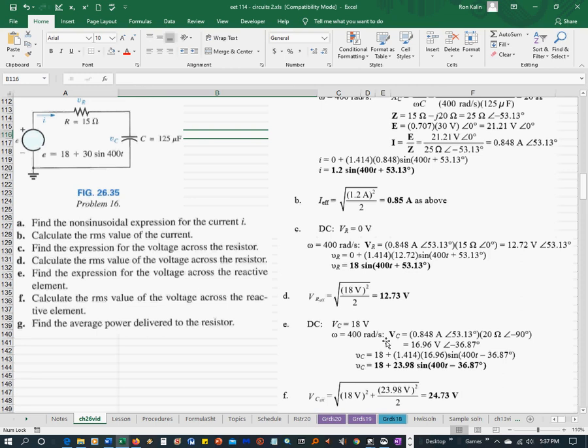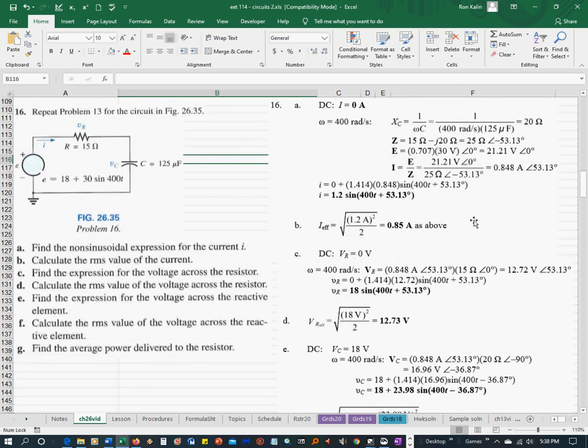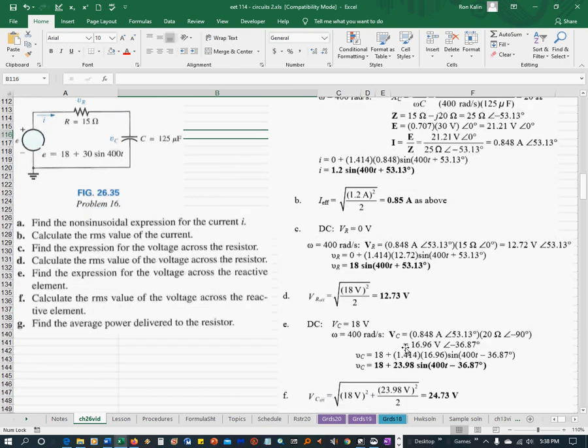For the AC component, omega equals 400 radians a second. V sub C is equal to the current, which we calculated up here, times 20, angle of negative 90, because that's what we calculated the impedance across the capacitor to be: 20 at an angle of negative 90. So when you multiply this out, this is what you get. 0.848 times 20 is equal to this. 53.13 minus 90 is equal to negative 36.87.